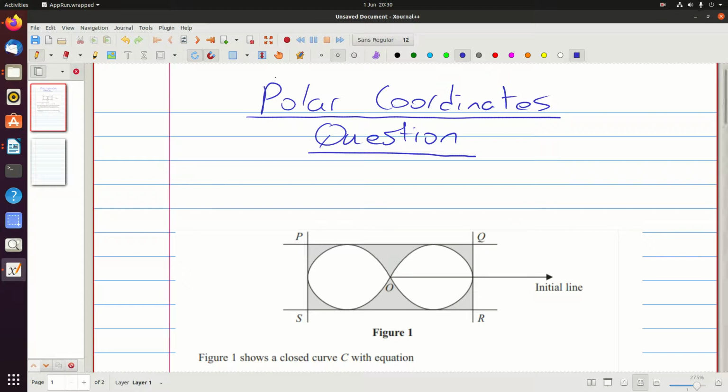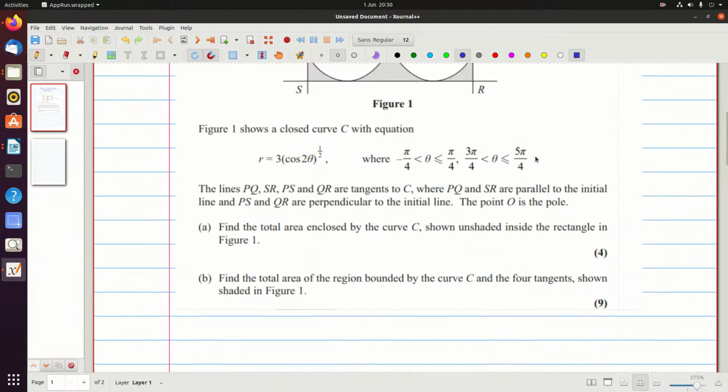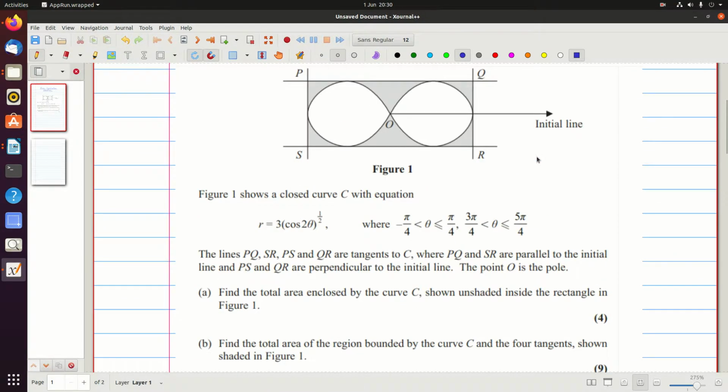Okay, hi everyone, or most probably just Thea. I was just going to go through this polar coordinates question because she asked me about it, and I did try and set one, which I thought was going to be quite nasty.